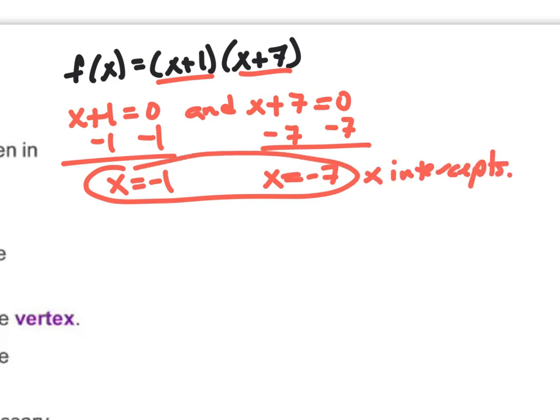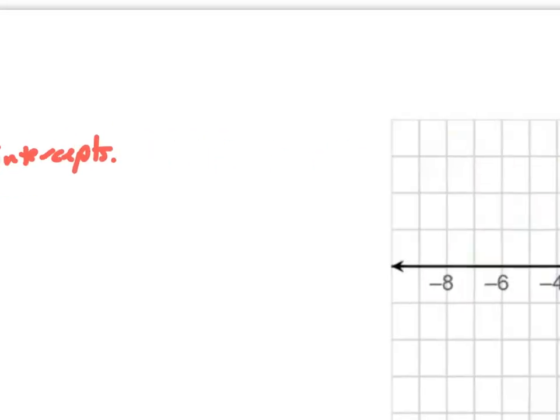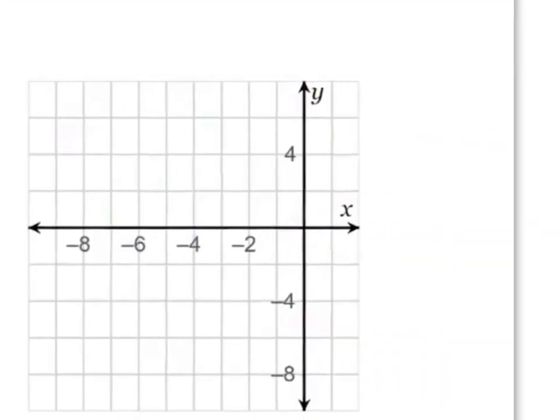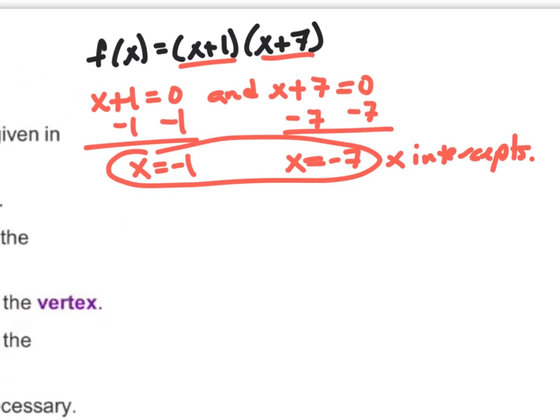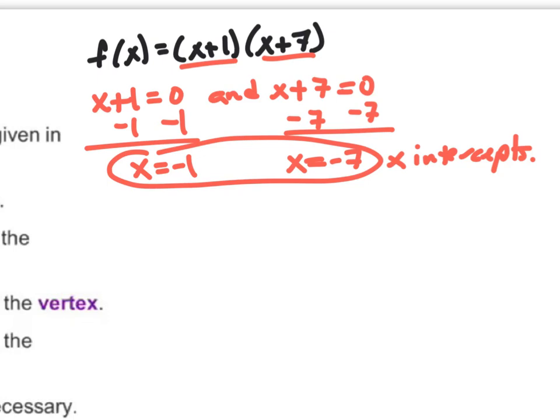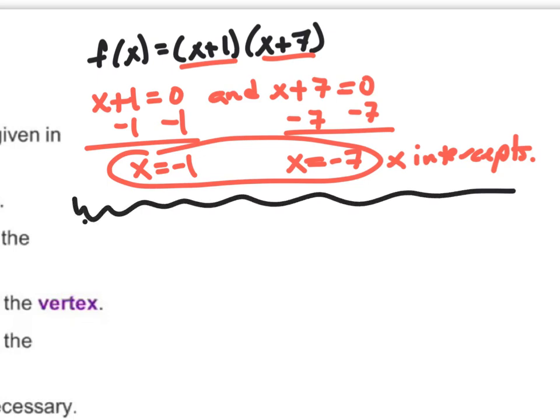And so now I'm going to take those and plot those on the graph at negative 1 and negative 7. I'm just going to put those points here, negative 7 and negative 1. That's where those points go. Now, let's calculate the vertex. Let me do the vertex here. And I want to use the standard form.